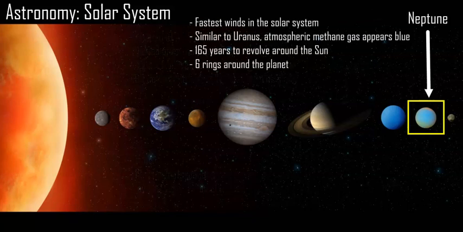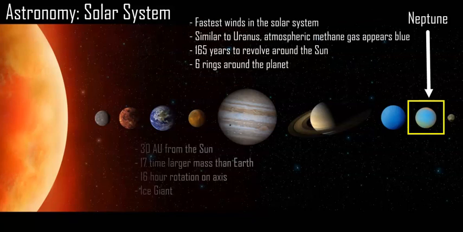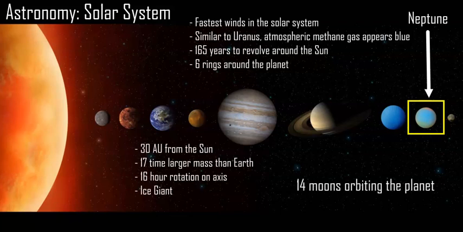Then last but not least, the furthest away planet in our system, the 8th planet, is Neptune, and it's blue again because of the methane gas. It takes 165 years to orbit the Sun. It has 14 moons currently, and most of the moons are named after Greek mythology because Neptune was the Greek god of the sea. Now it is 30 AU from the Sun.